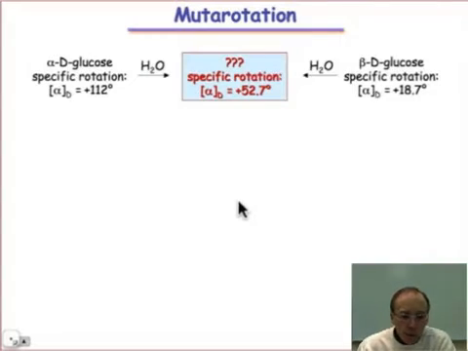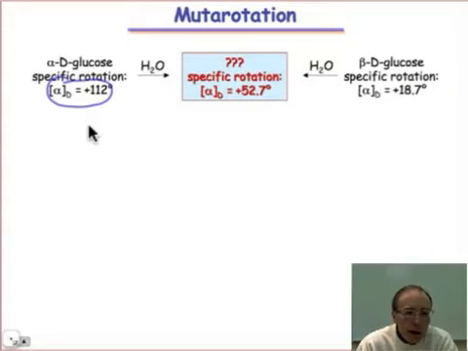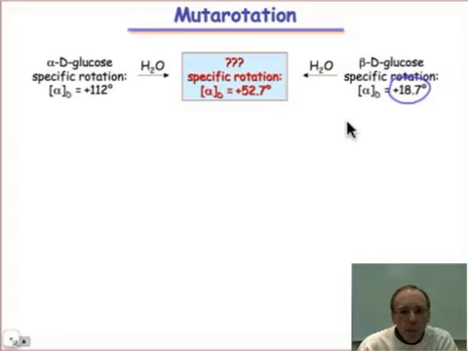Specific rotation, you don't need to know the details, but it's a characteristic property of a pure compound. So if you were to take pure alpha D-glucose, a solution of that would have a specific rotation of 112 degrees, but over time that would evolve to a value of 52.7. Similarly, if you were to take a pure solution of beta D-glucose, initially you'd measure a value of 18.7, but again over time that would evolve to the same exact value, 52.7.